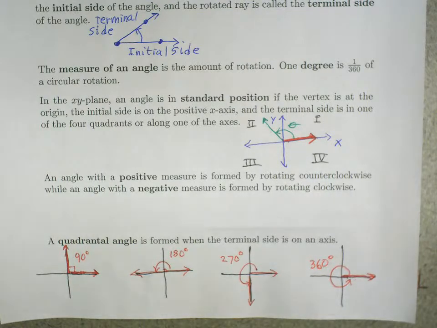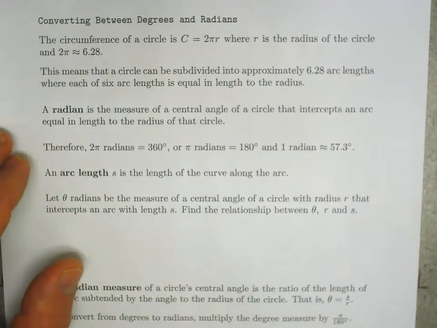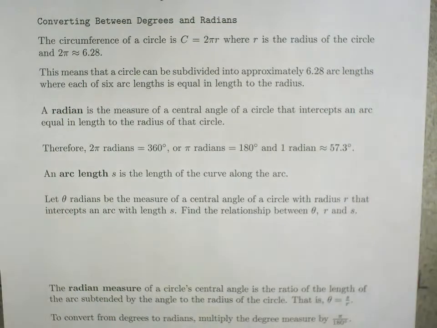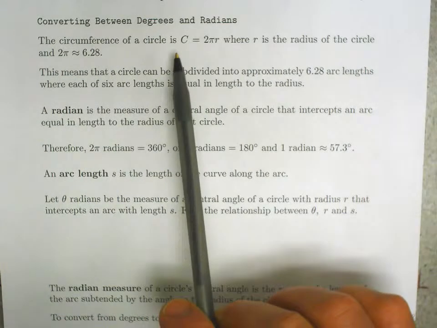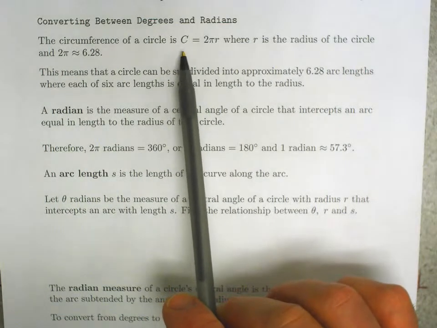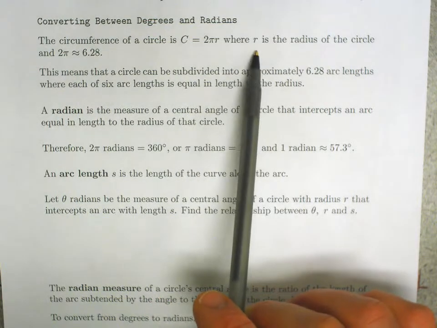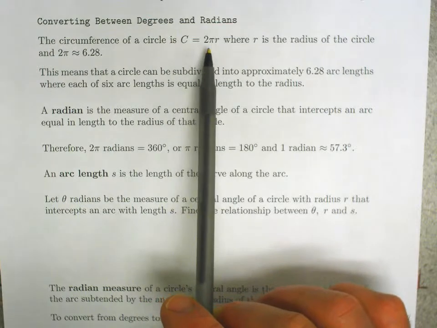Degrees are nice because most people are pretty familiar with the degree measure of angles. But in many of the applications, it's a lot more convenient to use radians instead of degrees. So we'll discuss radians. The circumference of a circle is capital C, representing the circumference. That's the distance around the circle. And if the radius of the circle is r, then the circumference is 2 times pi times r.